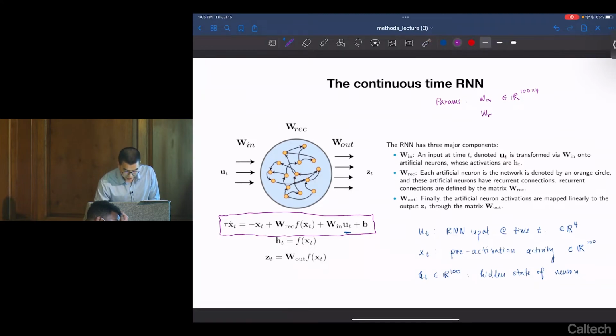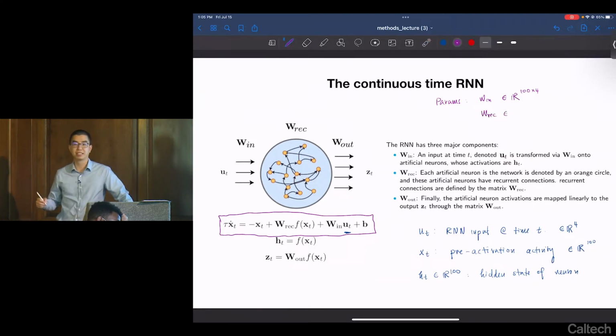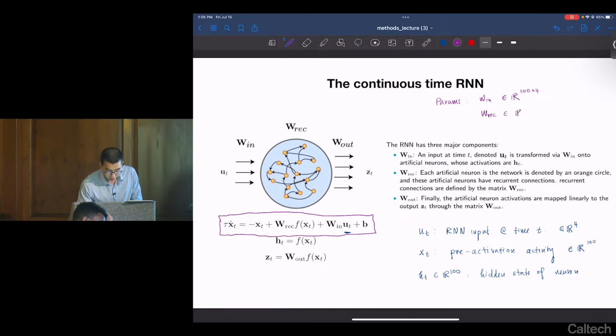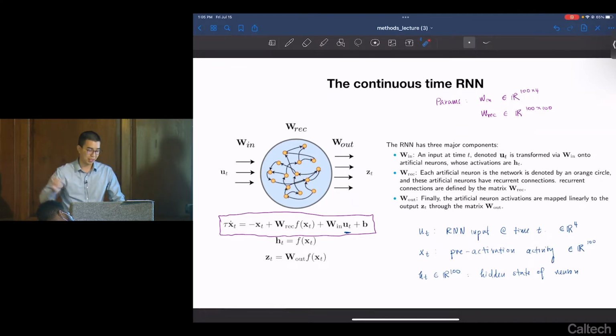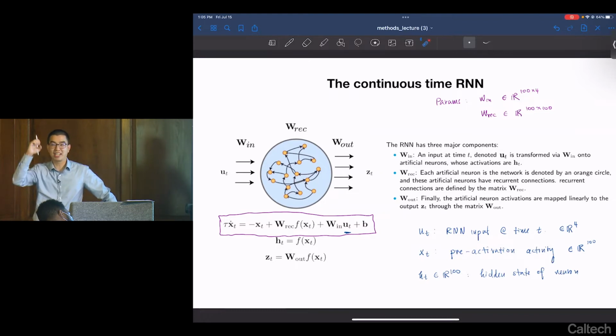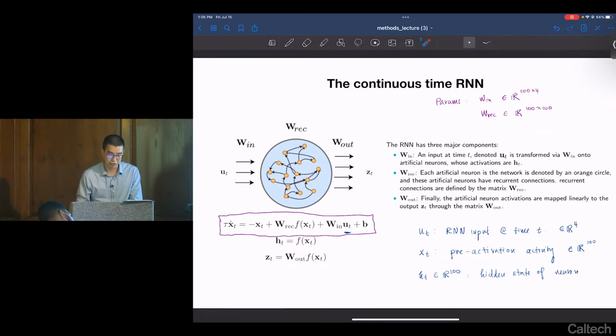We have a W_rec, and this W_rec is then what implements the dynamics of the RNN. It's going to be R^(100 by 100), because as you can see, it's going to map the hidden states, f of x of t, onto the derivative of the state, which again tells us where we're going. Because the output is going to be 100-dimensional and its input is 100-dimensional, W_rec is a 100 by 100 matrix here. And so you can think of W_rec as the matrix containing all of the weights in between my 100 artificial neurons.